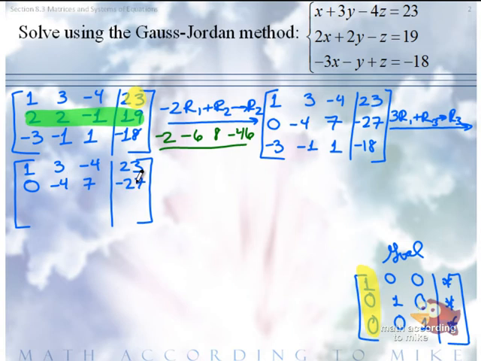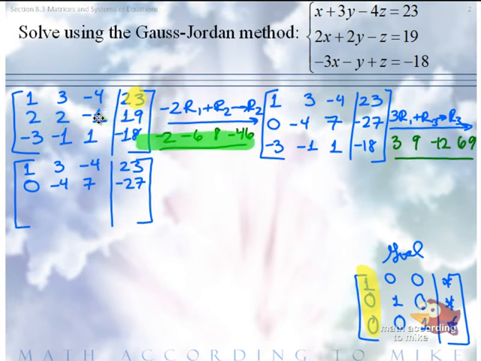What is 3 times row 1? 3. 9. Negative 12. Good. We're going to take these 4 numbers and add it to this row. And that will make the new 3rd row.